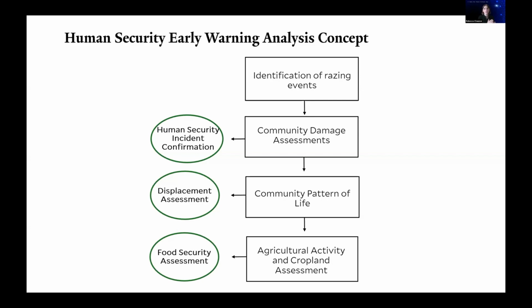In addition to this, we want to identify human security incidents, but also monitor the communities over time to assess for any substantial changes to the community's pattern of life, which is a displacement indicator, as well as any substantial changes to food security related indicators, such as market activity. This is really about understanding the domino effect that arson attacks and human security incidents have on the community and other nearby communities within proximity to the communities that were damaged.